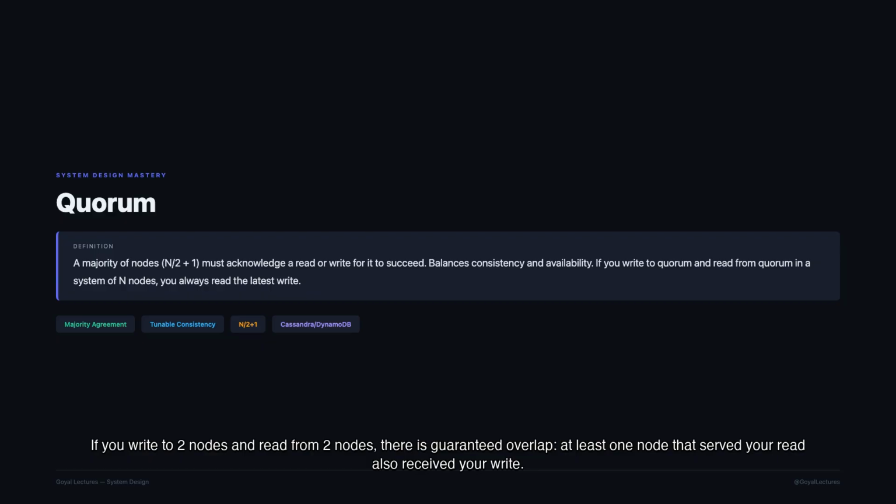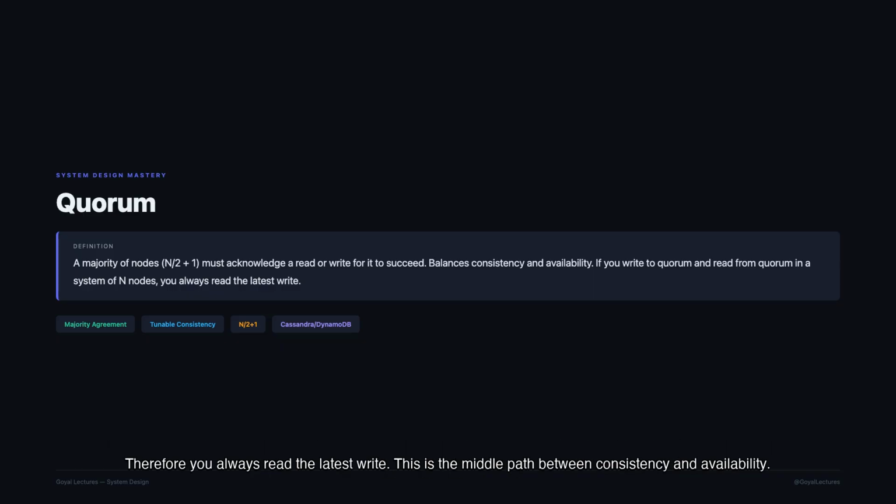If you write to 2 nodes and read from 2 nodes, there is guaranteed overlap. At least one node that served your read also received your write. Therefore, you always read the latest write. This is the middle path between consistency and availability.